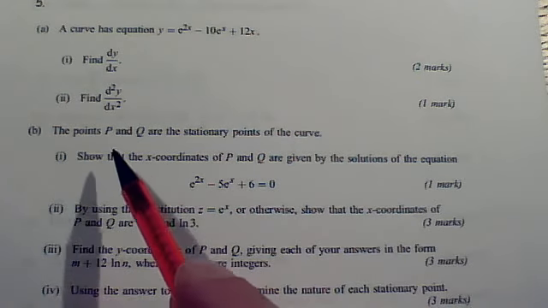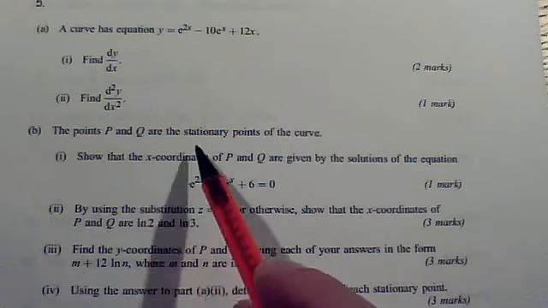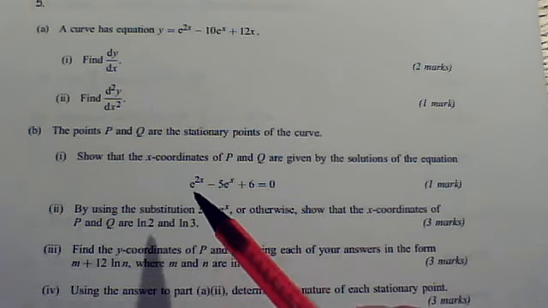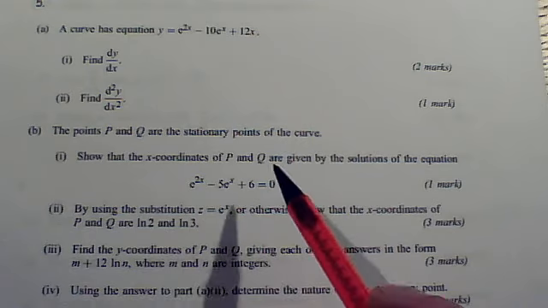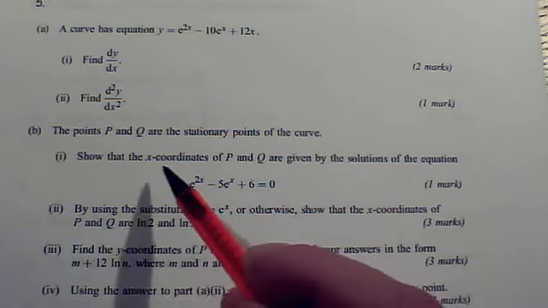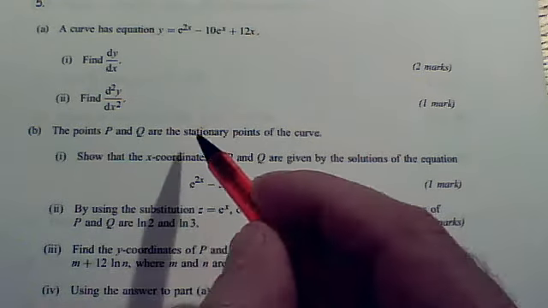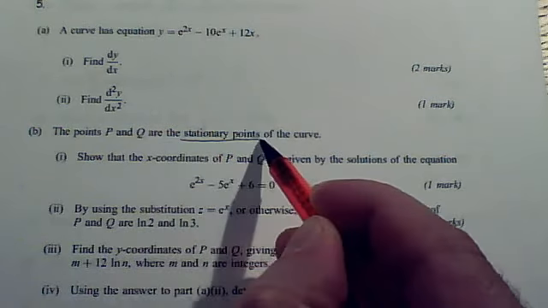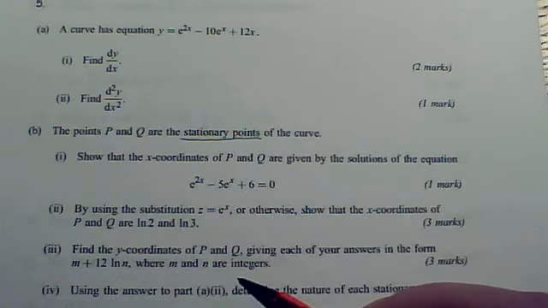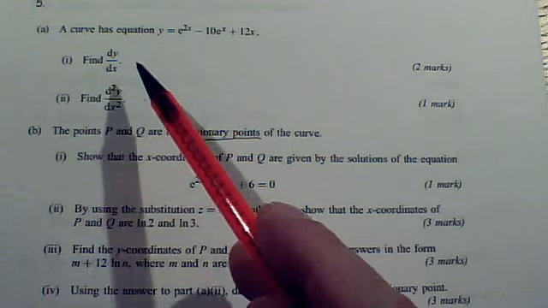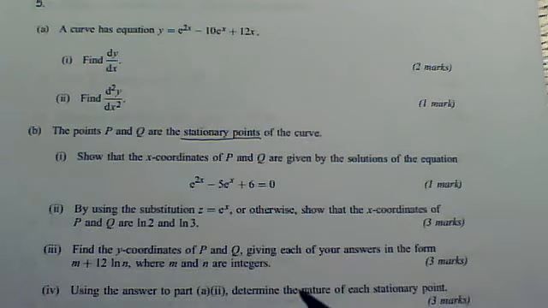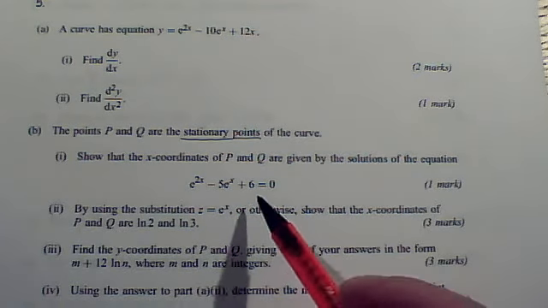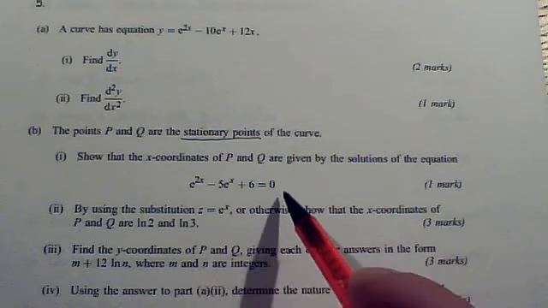Then in part B, this is about stationary points on the same curve. So the first thing we've got to do is show that the x-coordinates satisfy this equation. So the starting point for stationary points, you write down your standard starting point. It's to do with dy by dx. Say what dy by dx has to equal. Set up that equation and you should be able to rearrange it into this form.